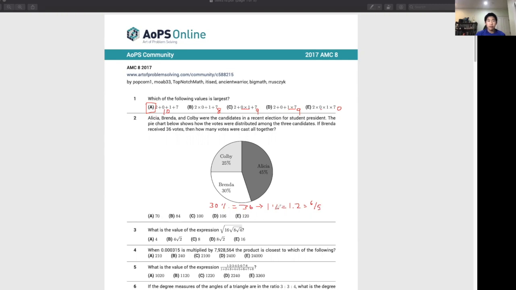30% divided by 30 is 1%, and 36 divided by 30 is 1.2, or 6 over 5. From here, we'll multiply both sides by 100, because that gets us 100% of the votes. And 1.2 times 100 is 120 votes. So that's our answer.